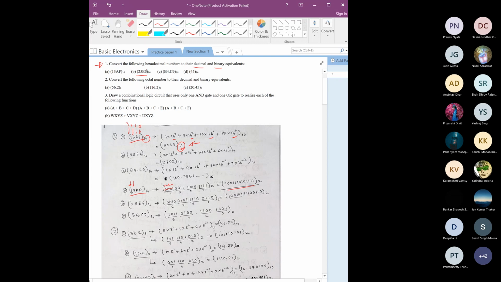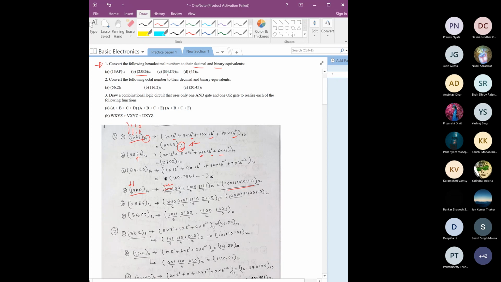Similarly, if you do it for the next one, that is 25E6 in base 16, the same thing applies. It is 2 into 16 to the power 3, then 5 into 16 to the power 2, then E corresponds to 14 into 16 to the power 1, and then 6 into 16 to the power 0.